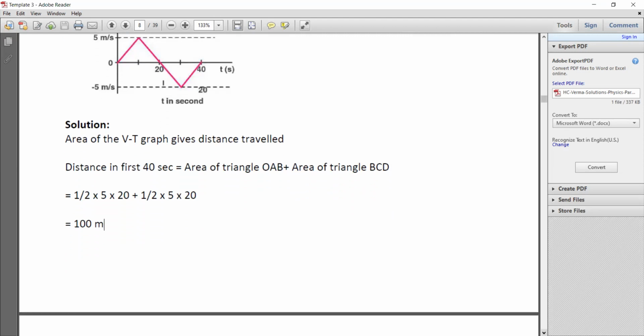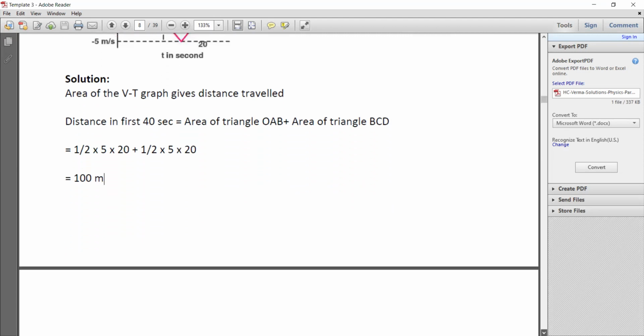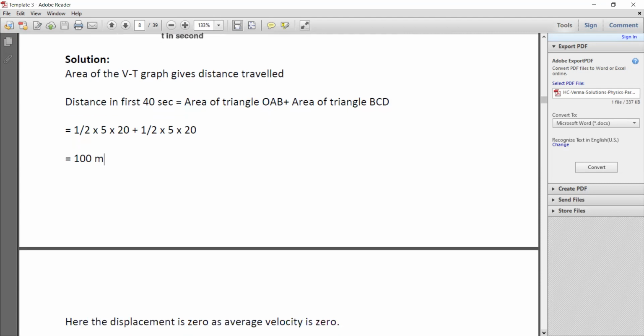The displacement is 0, so the average velocity is 0. This means that the particle returns to its starting position after 40 seconds. The average velocity is calculated as the displacement divided by the time. Since the displacement is 0, the average velocity is also 0.